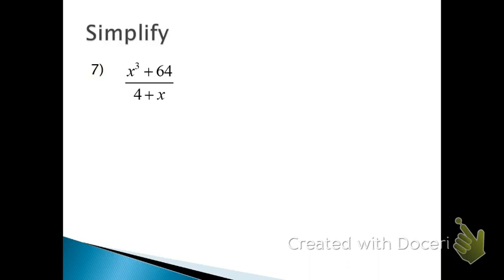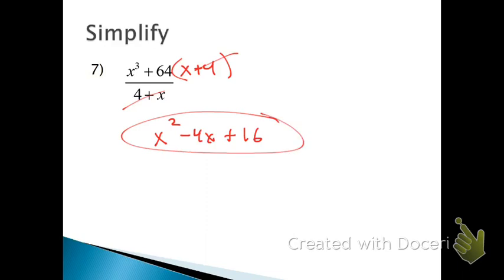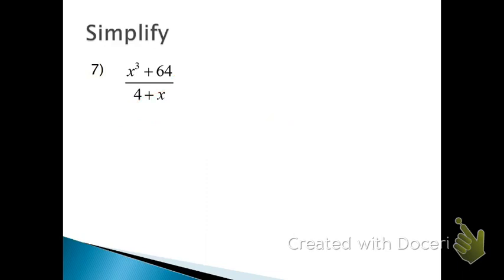With the person you're sitting beside. See, you guys coach me up real quick. You solved it, right? So you had an x plus 4 in the top, which cancels, and then you were left with what? x squared minus 4x plus 16? Nice. Okay. All right.